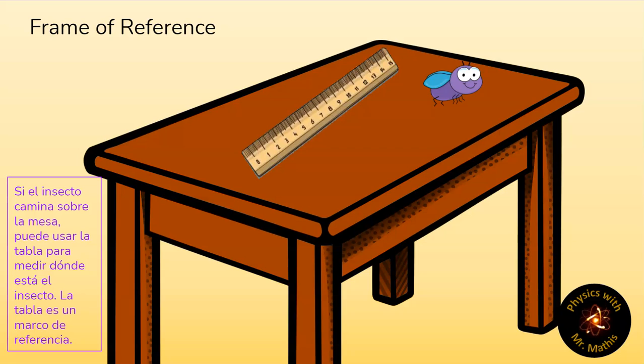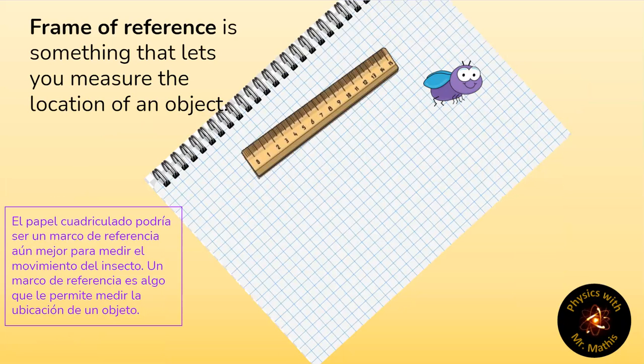What you need is a frame of reference. If the bug is crawling across a table, the table might be your frame of reference, and you might measure how far the bug moves from the edge of the table. Maybe the bug's crawling across a piece of graph paper. You could use the graph paper as your frame of reference and measure how many squares he moves from the edge.